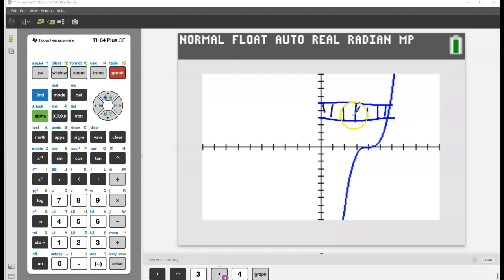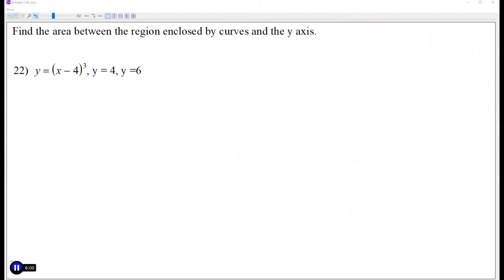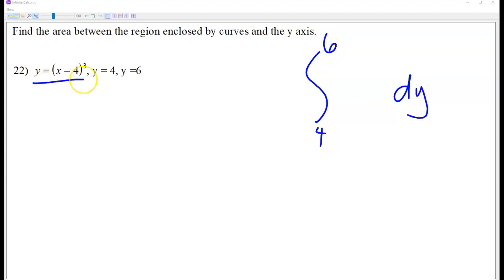So like I said, when you're finding area to the y-axis, you have to have your function written in terms of y instead of in terms of x. So we already know this much. It's going to be a dy function, and we know that we're going from 4 to 6 on the y-axis. Okay, but before I can put this function over there, we got to get the x by itself so that my function is in terms of y. So first thing I'm going to do is take the cube root on both sides.